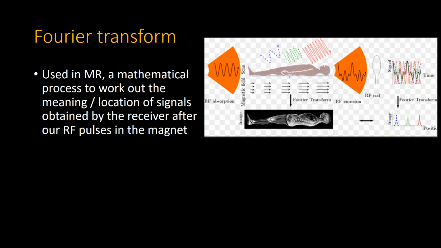just a mathematical process used to work out the meaning and location of different signals that are obtained by a receiver after RF pulses are introduced into the magnet.